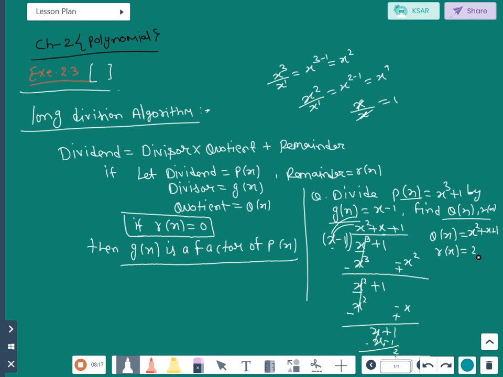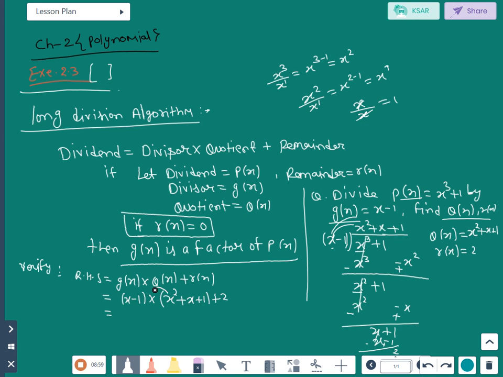Now students, using the long division algorithm, how will we verify your answer? So verification. In the verification process, we will find out the right hand side, which is RHS equals g of x multiply q of x plus r of x. What is the g of x here? x minus 1, that x square plus x plus 1 plus 2.